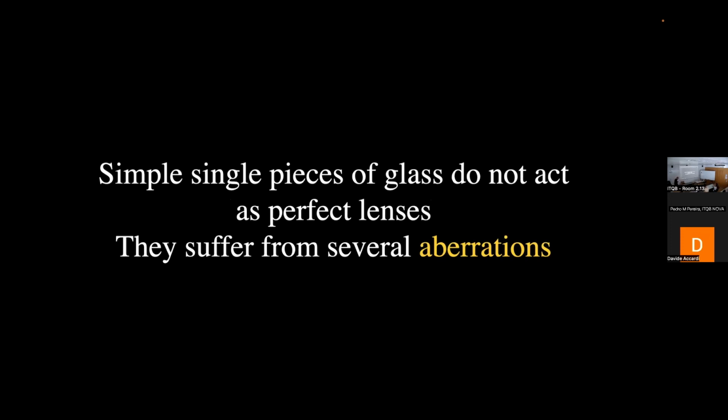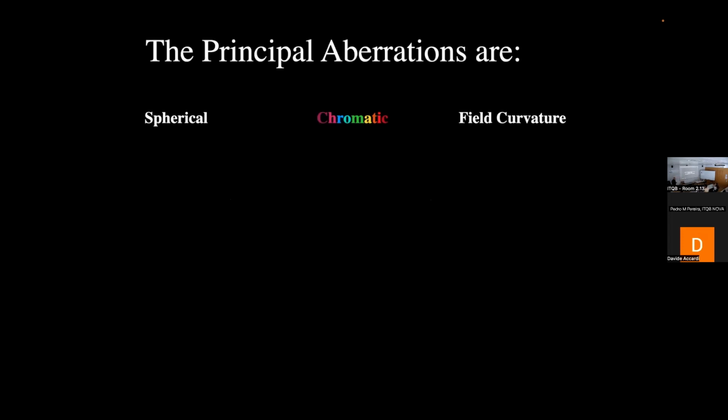Okay, so simple lenses do not act as perfect lenses, and they suffer from several aberrations. The main three aberrations that we have are the spherical aberration, the chromatic aberration, and the field curvature aberration. They are all caused by refraction and/or the curvature of the lens. So resolution is highly limited by diffraction. Aberrations are highly caused by refraction, okay?